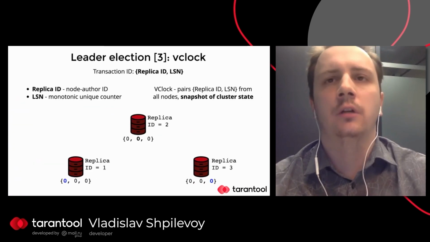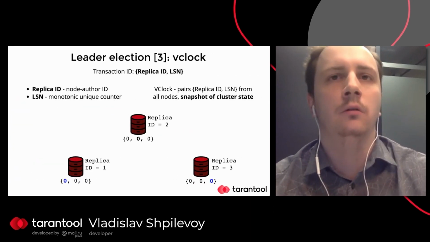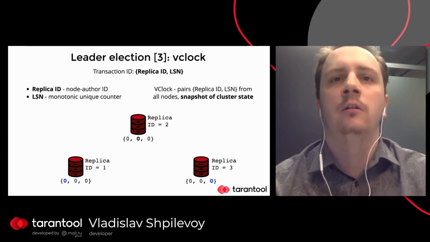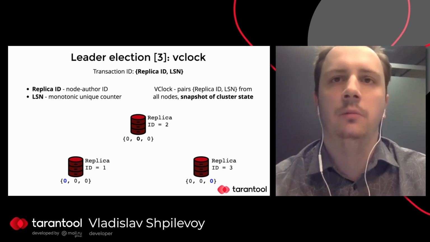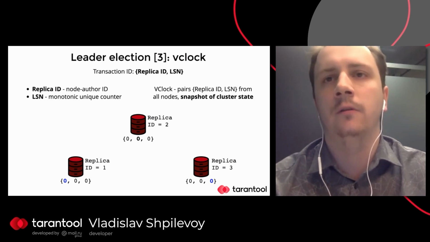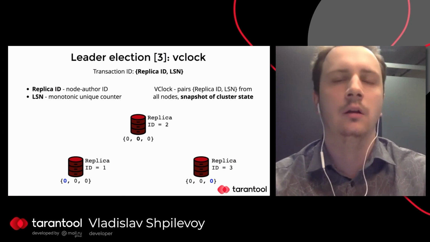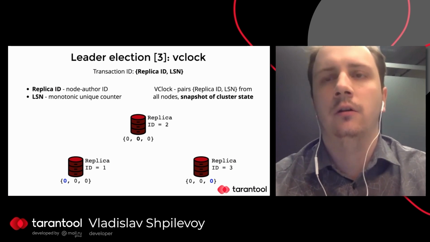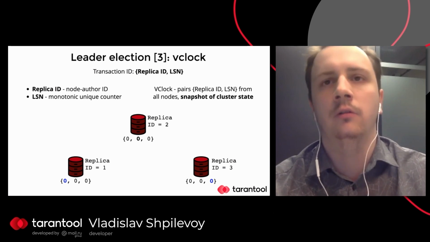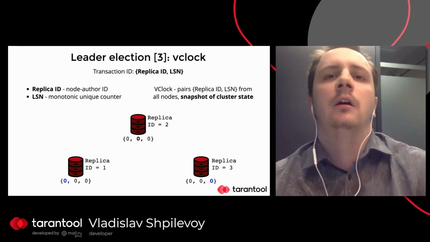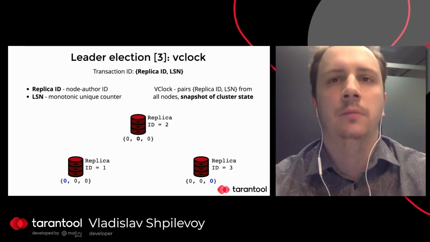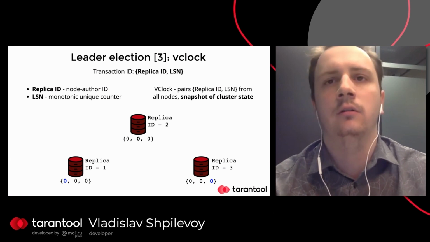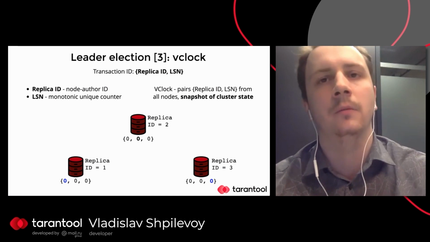To find the nodes having the newest changes, you can use vclock. In Tarantool, each transaction is identified by two values, replica ID and LSN. Replica ID is a unique identifier of the node who created the transaction. It is also called instance ID sometimes. LSN is a transaction ID, which is unique and monotonically growing inside the given replica ID. vclock is an array of these pairs, replica ID and LSN, showing essentially a snapshot of the entire cluster state at some point in time.